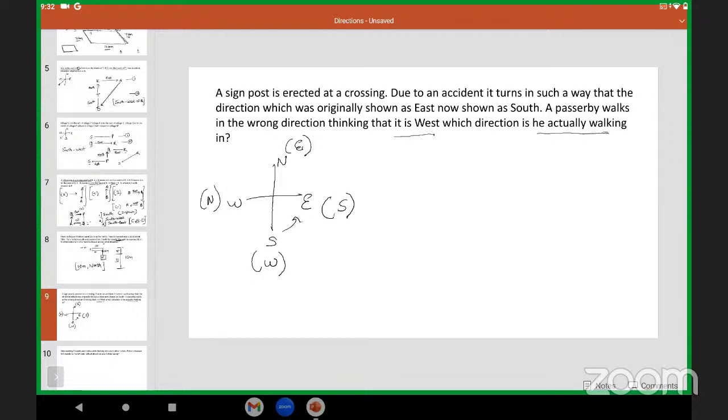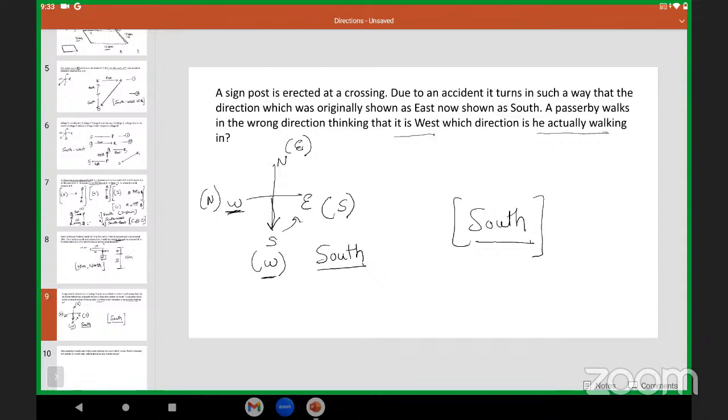So now as the directions have been changed, he is thinking that he is walking towards the west direction, which was supposed to be this direction, but now as the signs are changed, he is walking towards the direction thinking that it will be west. So he is walking towards the original direction of south. So the answer will be south, because the direction he is walking, he thinks that it is west. Which means he's walking in the wrong direction, and the wrong direction according to our new direction sense is nothing but south. So he's walking towards south.